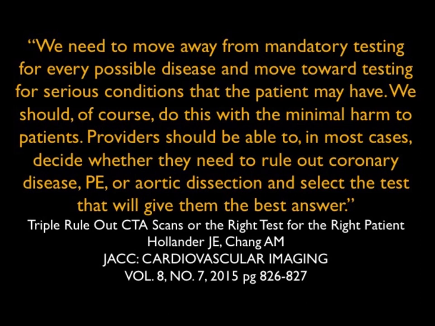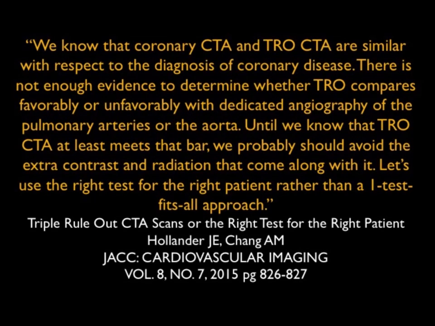And again, providers should be able to, in most cases, decide whether they need to rule out coronary disease, PE, or a dissection, and order the right study, not to order a cafeteria plan where we rule out everything on everybody. So again, it's something we can do, but the question is, is it something we should do? And Hollander goes on to say, until we know that triple rule-out at least meets that bar, we should probably avoid the extra contrast and radiation that go along with it. Let's use the right test for the right patient rather than a one-test-fits-all approach.